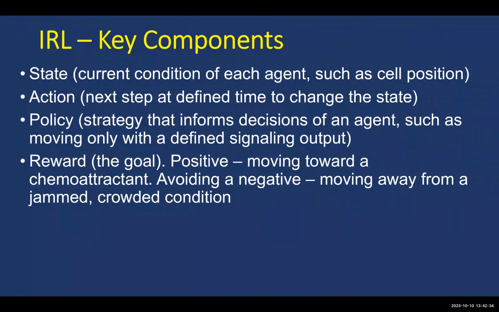And the key terms to think of in this is the state, what's the current condition? The action, what's the next step that this agent is going to take to seek its reward? The policy, what is the strategy underneath it? What informs the agent and the next steps? And then the reward is obviously, what's the big outcome? It can be a positive reward, moving towards something like CXCL12, a chemokine in our case, or it could be getting away from a hazardous situation or a bad situation, like being in a crowd for cancer cells who want to try to move.